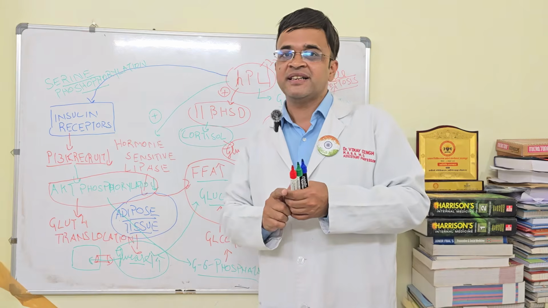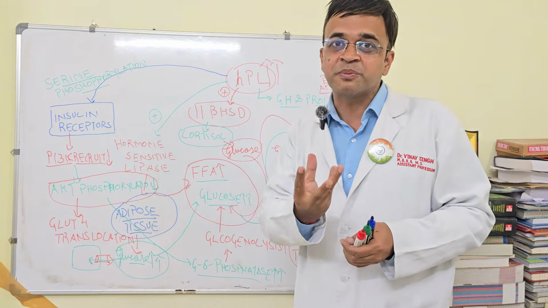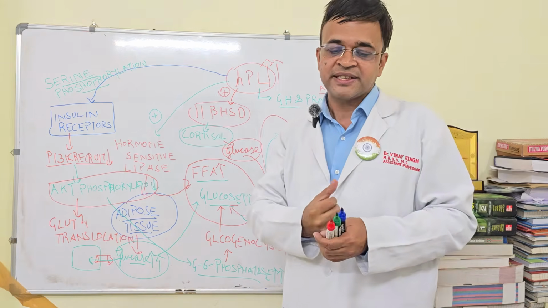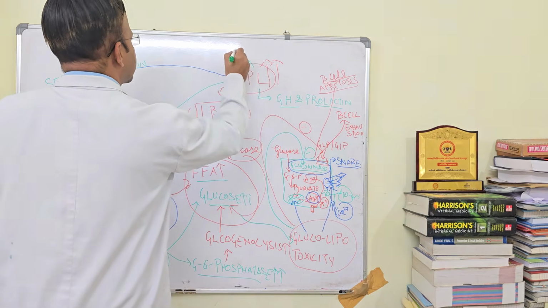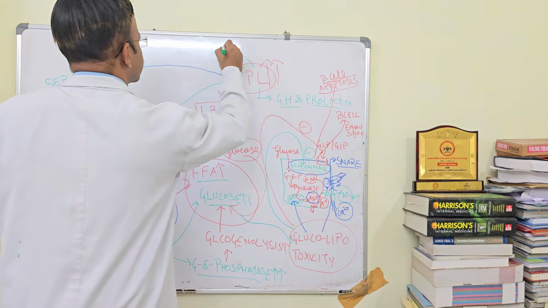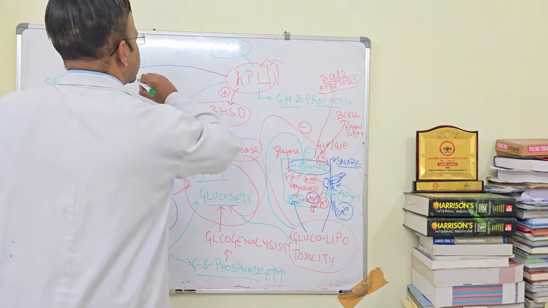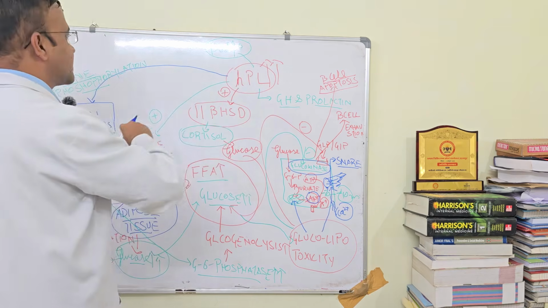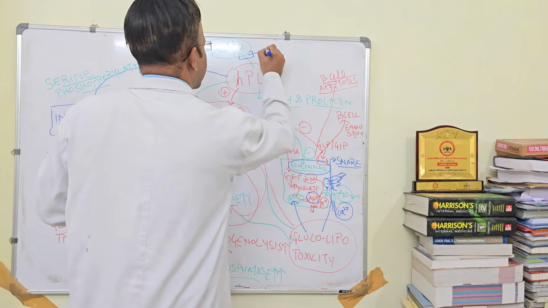Now, HPL, when it acts directly on beta cells, it actually causes proliferation of beta cells, right? It acts via the prolactin receptor. In short form, I will write PRLR.